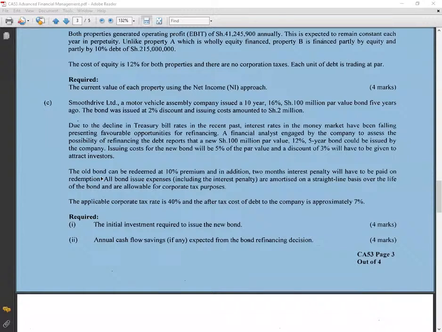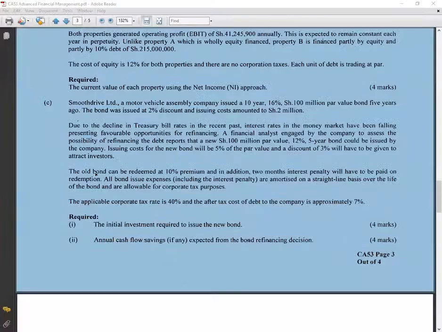Kuna mwanafunzi ataelewa. Now, for us to be able to get, ladies and gentlemen, the annual savings, what we are going to do is to compare the two. We shall be comparing the two bonds. So the two bonds which I would want us to compare here, we have what we call the old bond, and the new bond.